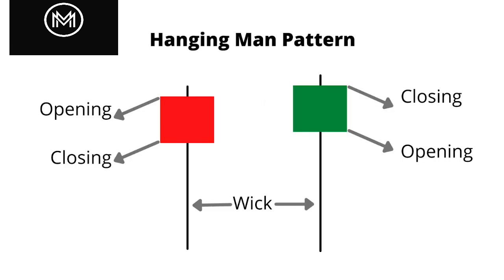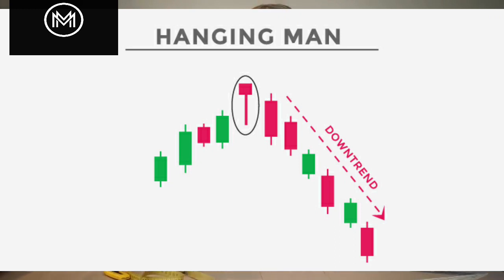Hanging man. The hanging man pattern resembles a hammer, but it appears at the top of an uptrend. It has a small body at the top and a long lower shadow. It indicates a possible trend reversal to the downside.